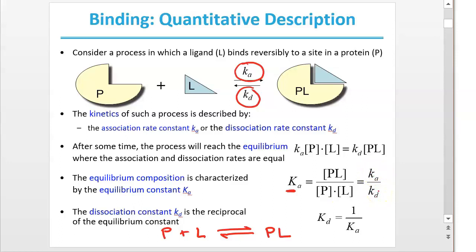In biochemistry, we usually take the reciprocal of the association and call that the dissociation. And so the K for the reverse reaction, that's a dissociation constant. It is an equilibrium constant, but it's the equilibrium constant for the dissociation reaction. And we tend to talk about it that way, and it will become more apparent why we do that as you proceed through this section.